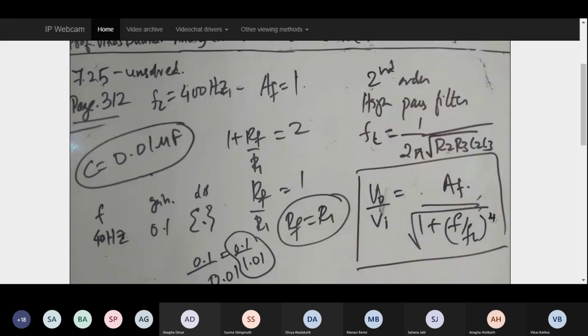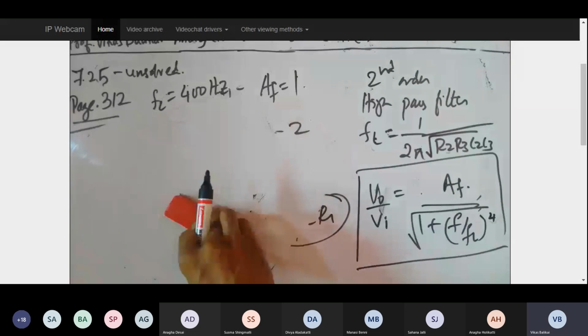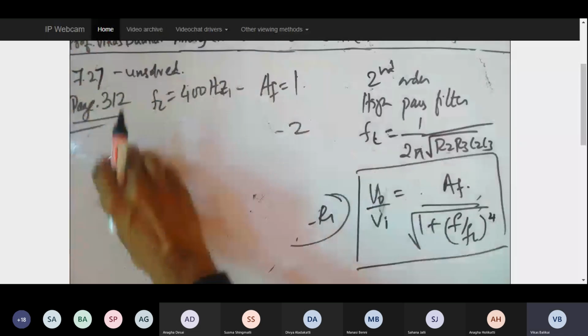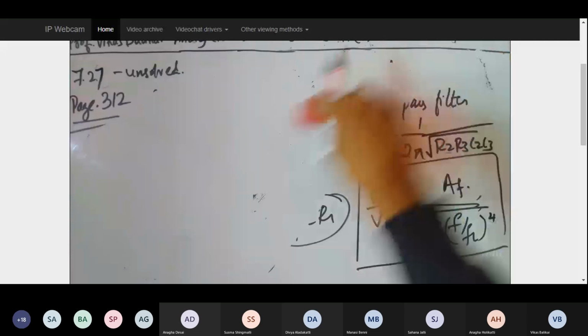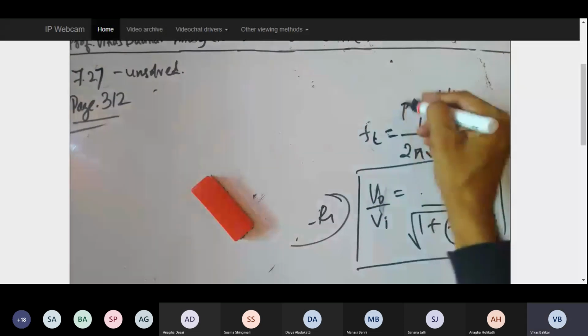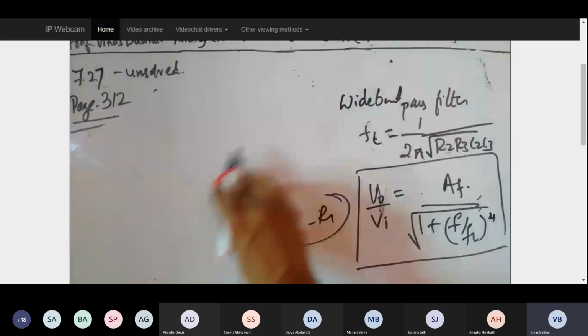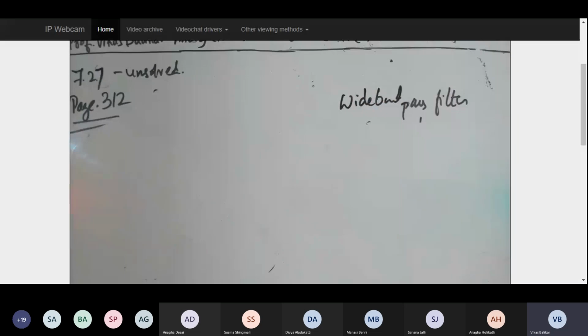So this is problem number 7.27, unsolved from the same problem. This is the wideband pass filter. So for that, what are the terms, what is the problem statement, and what are the formulas we need to remember? So let's try to design.